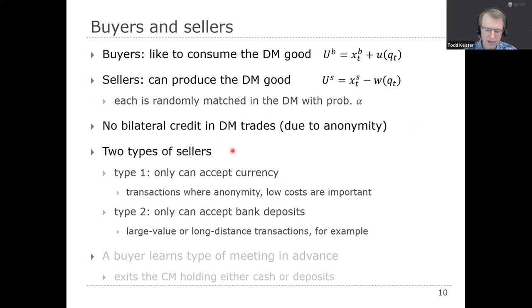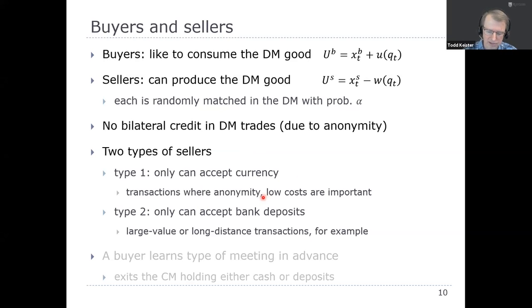So the way we're going to do that is we're going to have two types of sellers. A type 1 seller can only accept currency in the decentralized market. And this is a technological restriction. So the type 1 seller cannot receive or cannot recognize bank deposits. And what we have in mind here is that these type 1 meetings are going to capture the transactions in reality where cash is attractive.